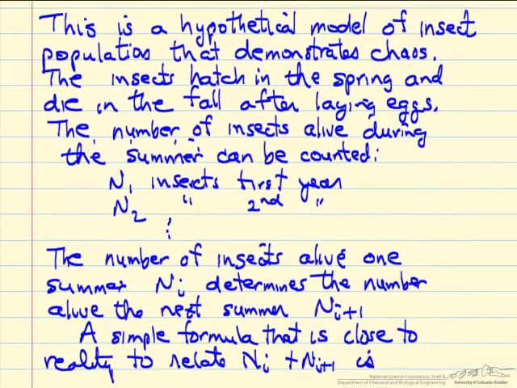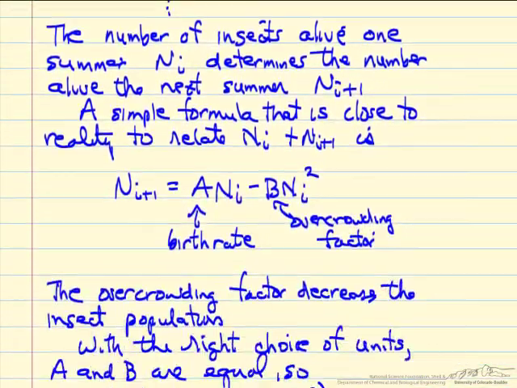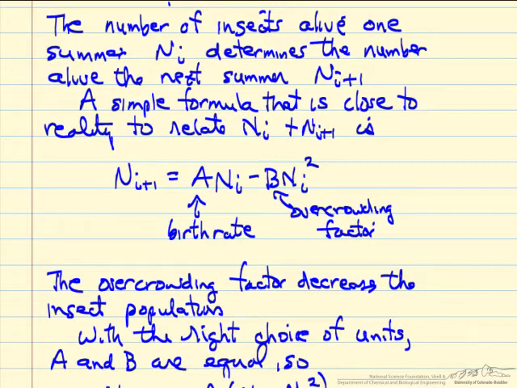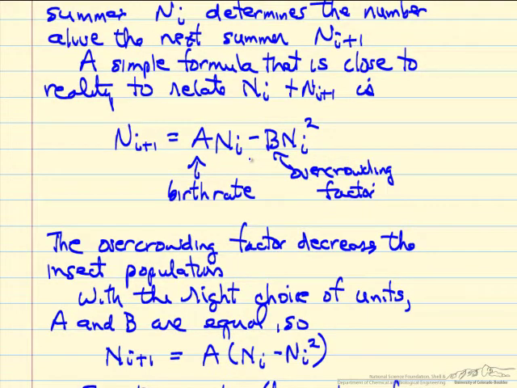Since the number of insects in a given year determines those in the next year, a formula can relate them. A simple model that can represent something close to reality is that the number in year i plus 1 is related to the number in year i times a birth rate number, some constant A, minus some overcrowding factor times Ni squared. And so there's a negative sign here indicating the overcrowding factor will decrease the population the subsequent year.